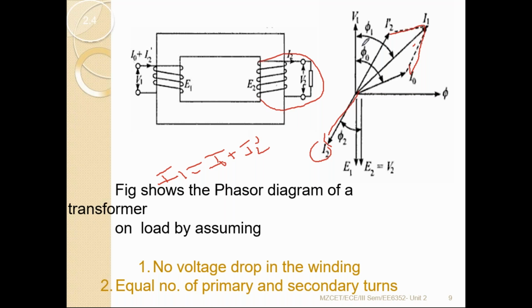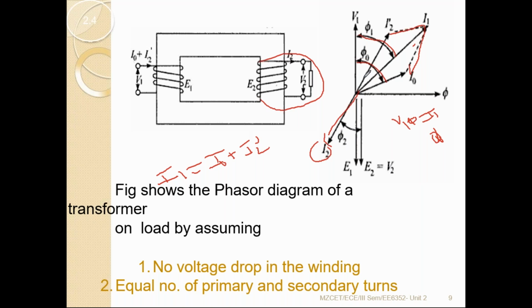One is the angle between the voltage V1 and I1. We have that phi 1 angle. See here, the angle between V1 and I1 is indicated by phi 1. The angle between V1 and I0 is denoted by phi 0. The angle between V2 and I2 is phi 2.